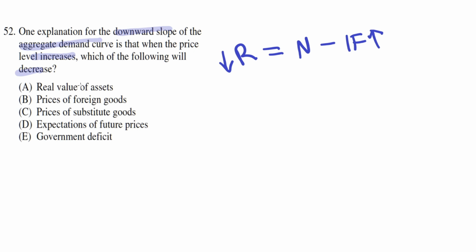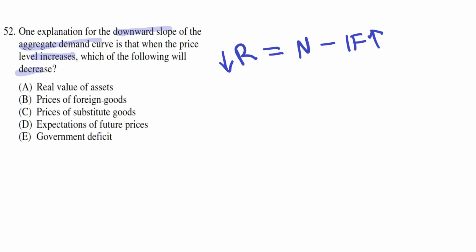And because the real value has decreased, the demand will be at a lower quantity. So the real value will decrease, and this explains why the aggregate demand curve is downward sloping. So overall, A seems to be the correct answer.